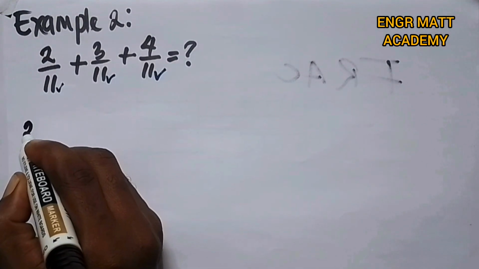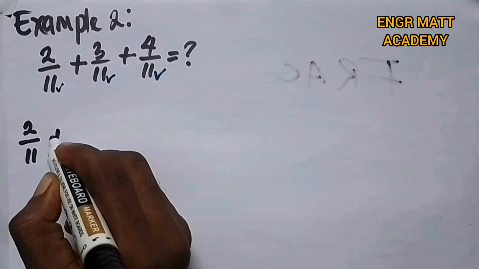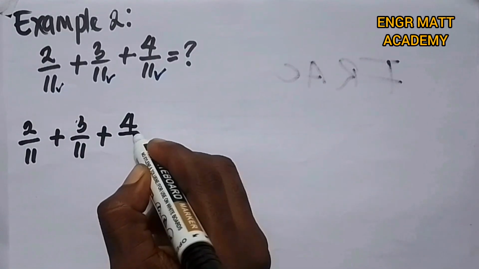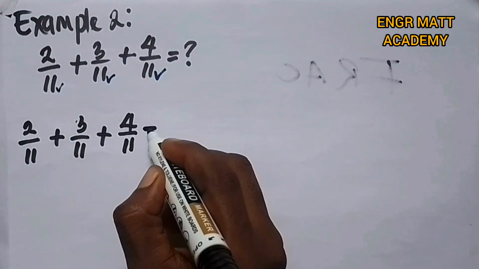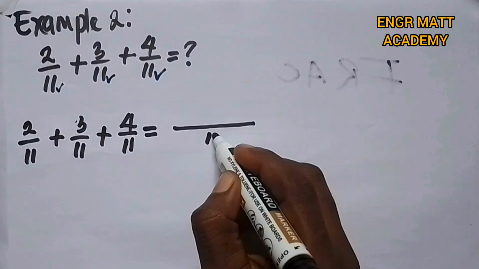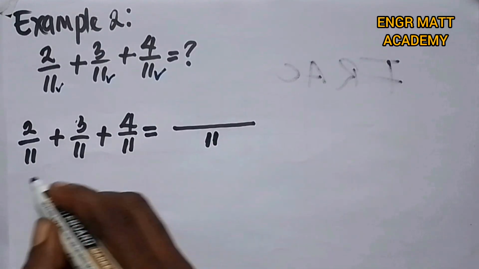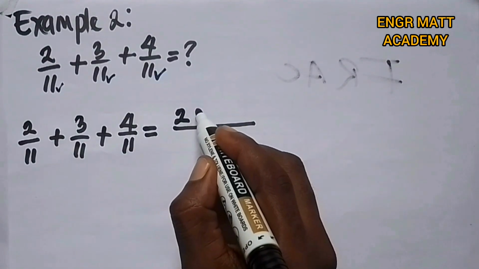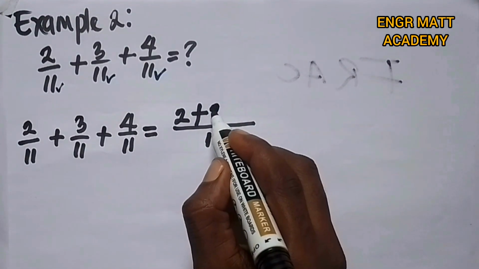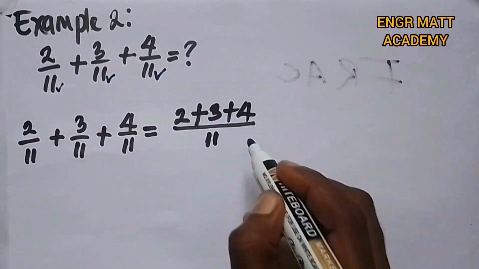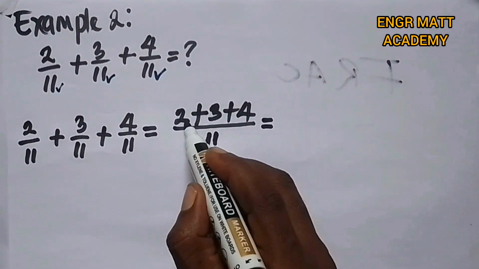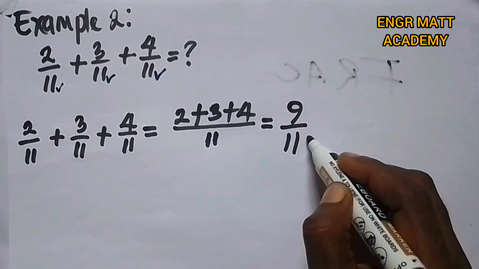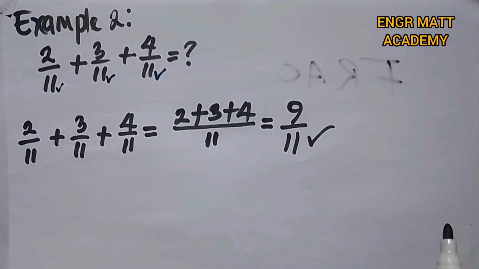So we say 2 over 11 plus 3 over 11 plus 4 over 11. It's equal to, we retain the denominator because it is the same all through, and we add the numerators. 2 plus 3 plus 4. That gives us 2 plus 3, 5 plus 4, 9. 9 over 11. Quite easily done, right?